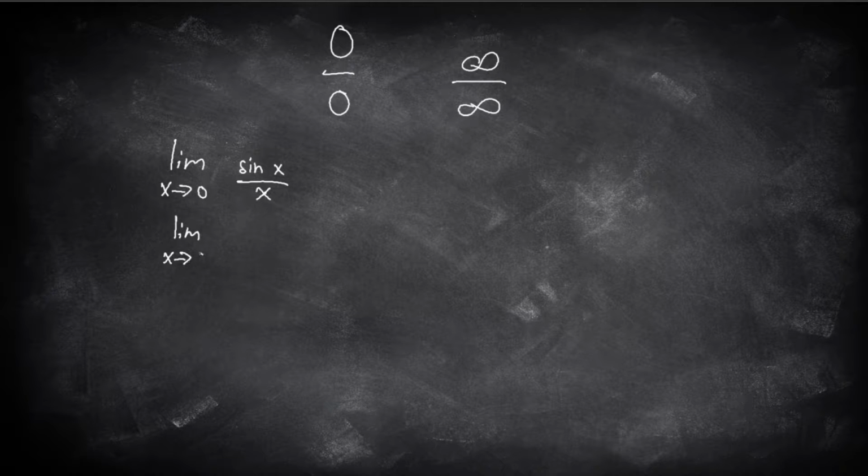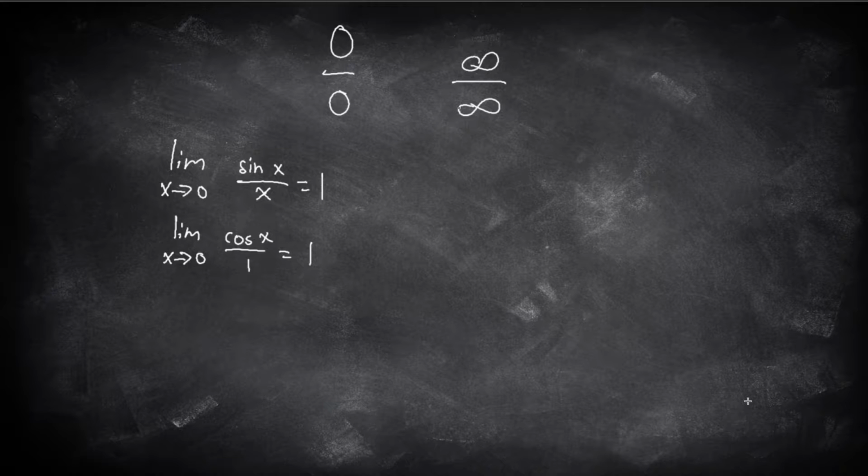So it's indeterminate. Let's use L'Hopital's rule. L'Hopital's rule tells us that if it's an indeterminate, just take the derivative of the top and bottom separately. So the derivative of sine is cosine. The derivative of x is 1. So that means the limit of cosine as x approaches 0 is going to be 1. So if this is 1, then this is also 1. And that's basically it. So the limit of sine of x over x is 1.